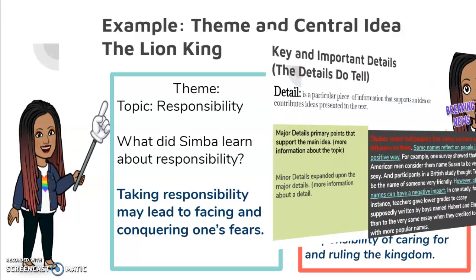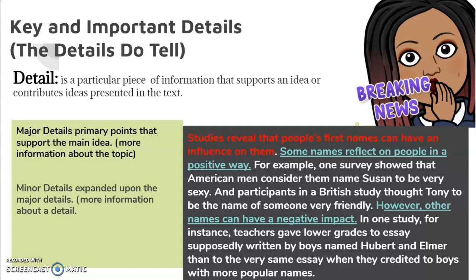Okay. All righty. So, key and important details. The details do tell. You need to know the definition of a detail. A detail is a particular piece of information. Yes, it is information. It is the additional information that supports the idea, and it contributes to the ideas that are presented in the text.